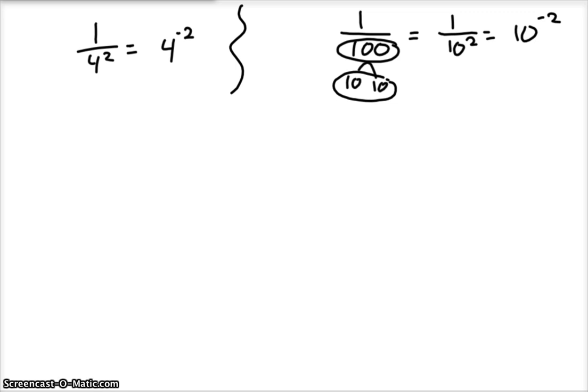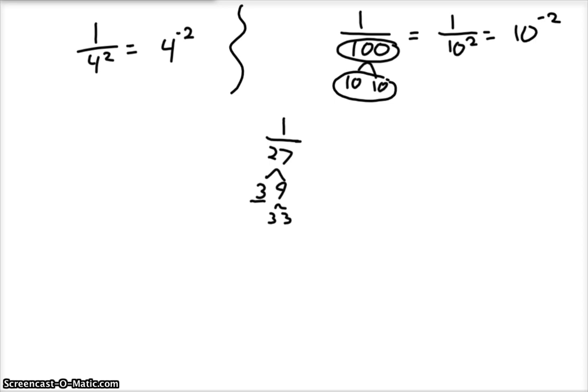Or let's look at the example 2C where we have 1 over 27. Now there's no two numbers that equal 27. It's not 4 times 4, or 5 times 5 is 25, but 6 times 6 is 36. So we're actually going to have to do our factor tree to figure this out. So I know that it's 3 times 9. 3 is prime, but 9 is not. So I'm going to continue to factor it.